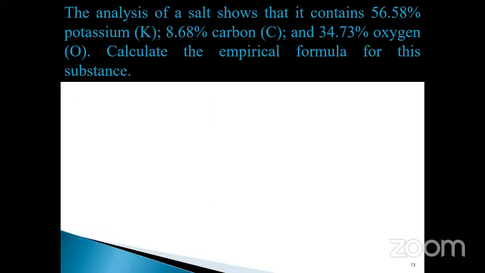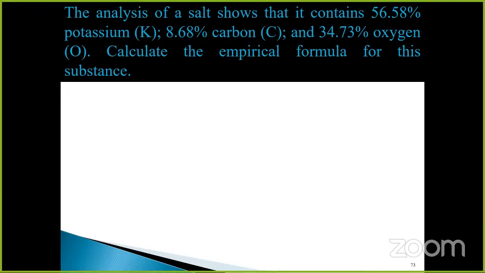All right, so in this question, they gave you the percent composition of each element present in this compound, right? 56.58% of it is potassium, 8.68% of it is carbon, 34.73% of it is oxygen. And the question is asking for you to calculate the empirical formula.